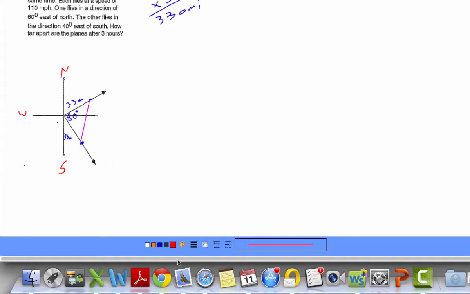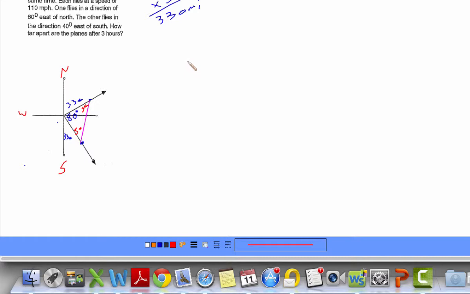So now it says how far apart are the planes after 3 hours. One thing about this triangle is it's isosceles, and I have 80 degrees on the vertex angle, which means the other two have to total 100. That makes this 50 and this 50. And now I can use the law of sines to solve.